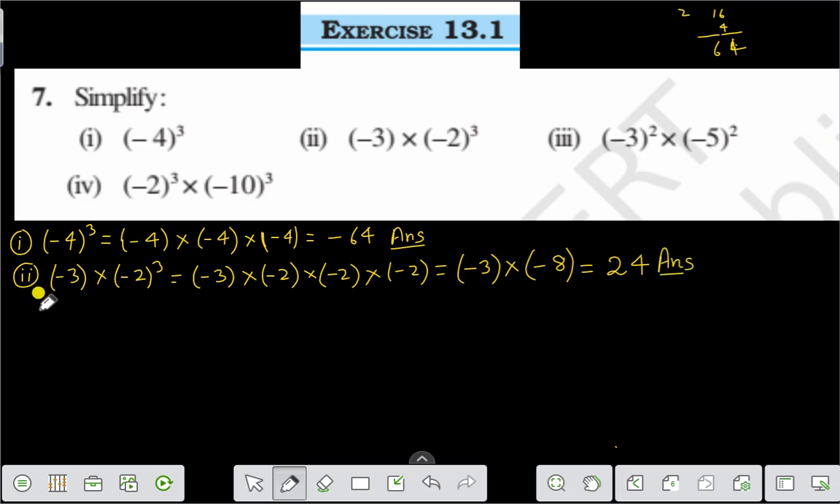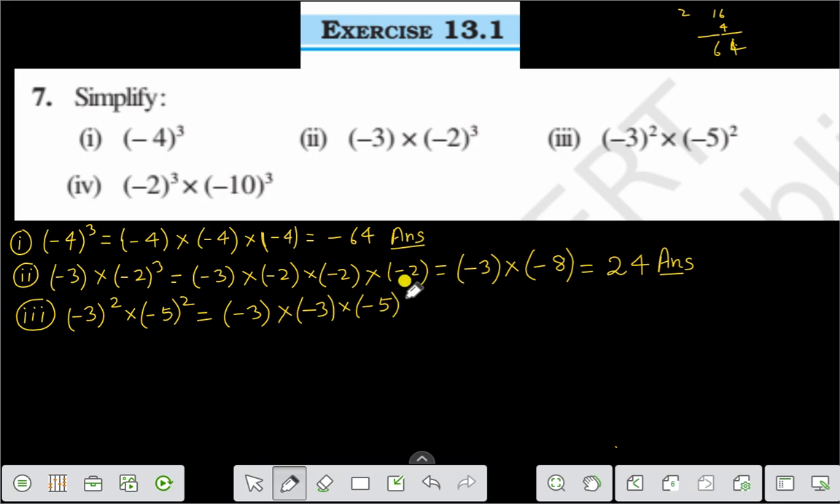Now question number 3. Question number 3 is minus 3 to the power 2 into minus 5 to the power 2. Then you can write it as minus 3 into minus 3 and minus 5 into minus 5.